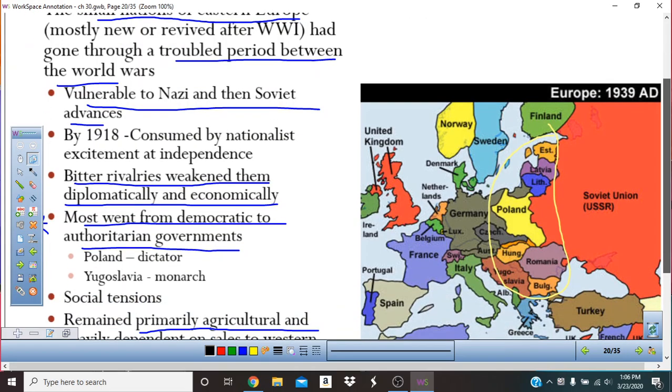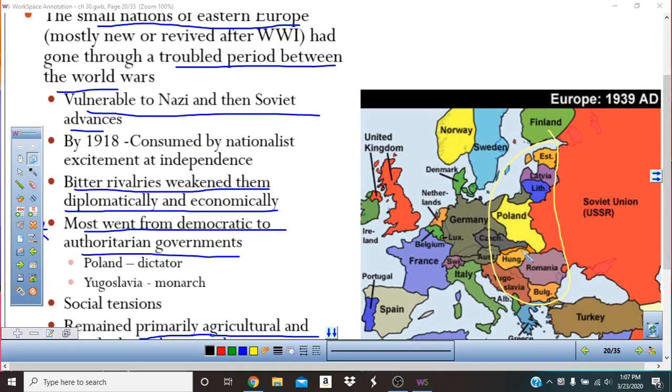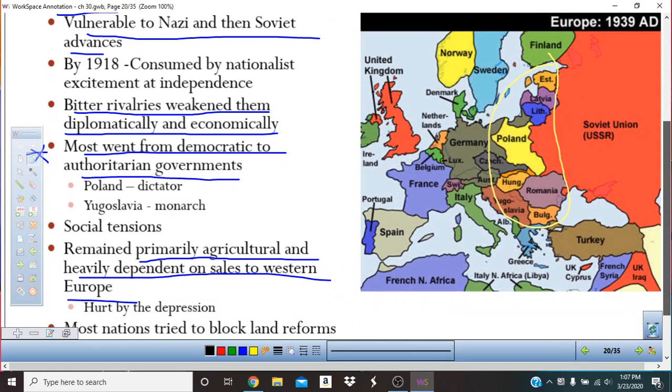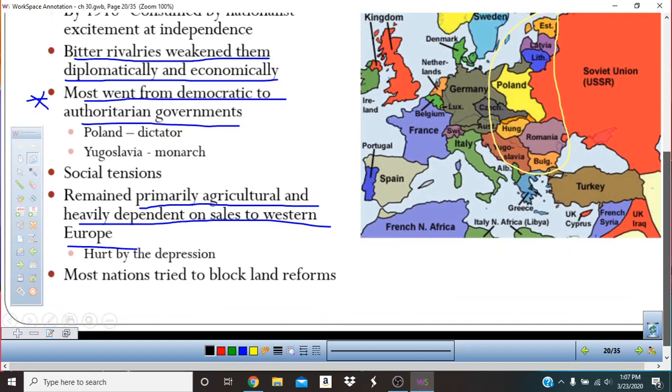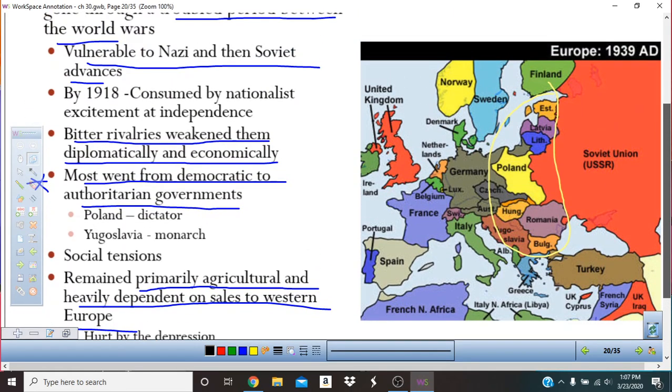What about these countries here? You know, we focus on Germany, we focus on the Soviet Union. What about these countries here? And, you know, between World War I and World War II, most went from democratic to authoritarian governments. Most will be mainly agricultural societies. They're not really developing high levels of industry. But also really important is both of them are going to be vulnerable to the Nazis and the Soviets. The Nazis are over here, Soviets are over here. It's like being stuck between a rock and a hard place.